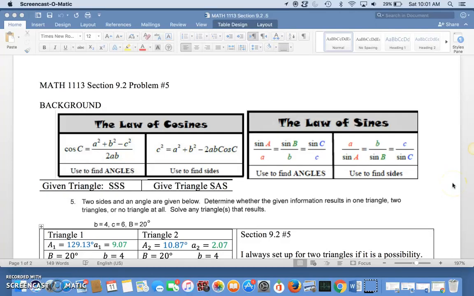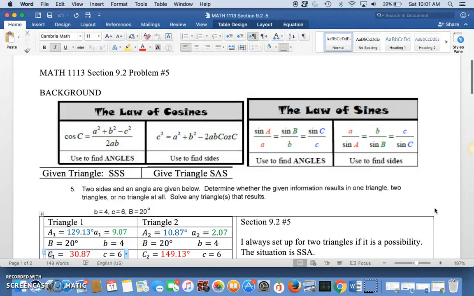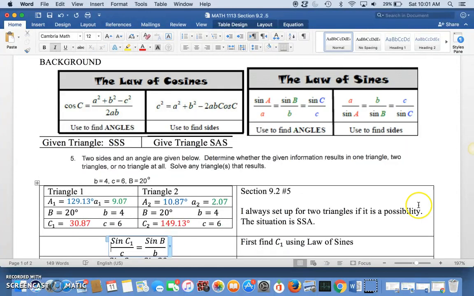Okay, this is section 9.2, and this is problem number 5. We're still dealing with the law of sines primarily, and we haven't had the situation of two triangles yet. So this is probably going to be it since it was the last. As you can tell, I already filled in answers over here, and you know it's going to be that.